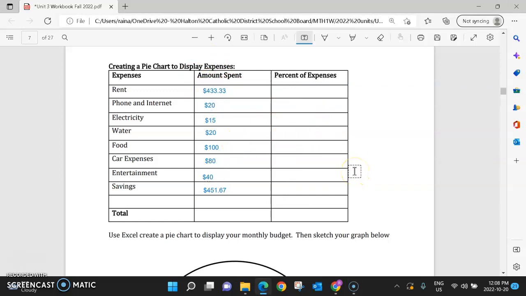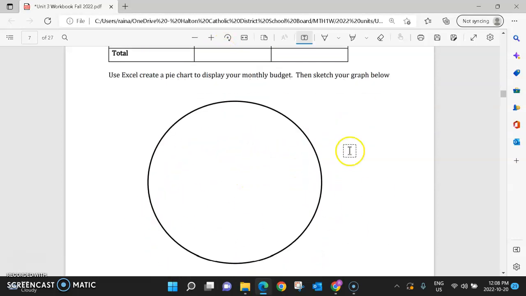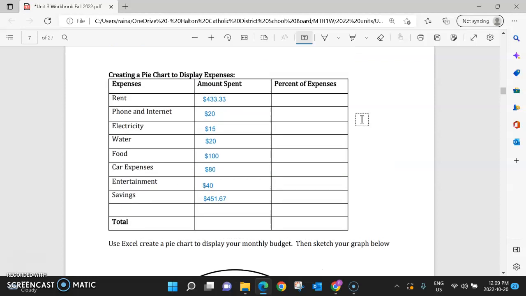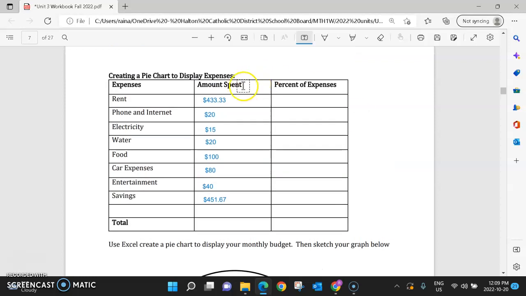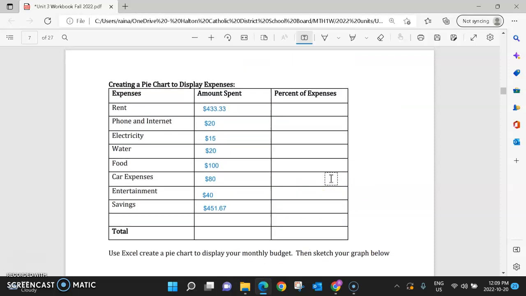And in order to create a pie chart to display your expenses, what you need to do, actually, before you even plug in all of these numbers into Excel, is this: a pie chart or a circle graph is one whole, and that one whole represents 100% of your values. So in order to determine how much of your pie chart each category takes up, you want to look at the amount that you've spent and see what that is as a percentage of the total.